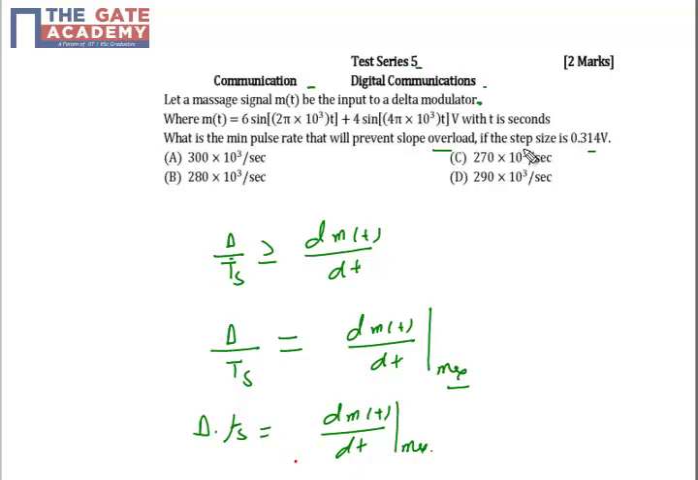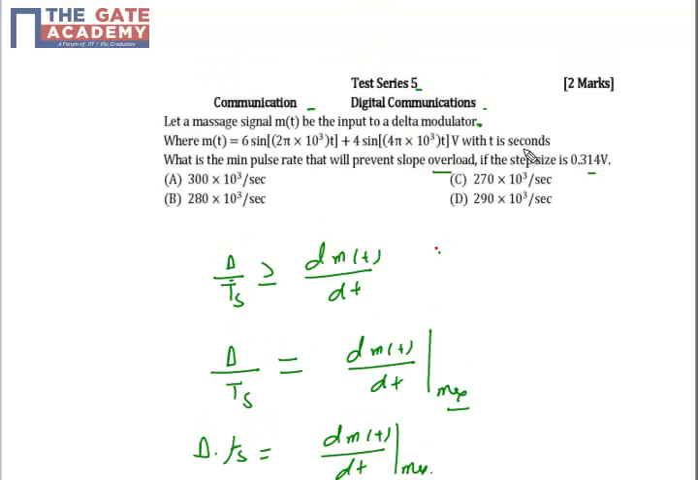We have the message signal, so let's simply take the derivative. The derivative of the message signal will be 6 into 2π into 10^3, with a cosine term, plus 4 into 4π into 10^3, again with a cosine term.